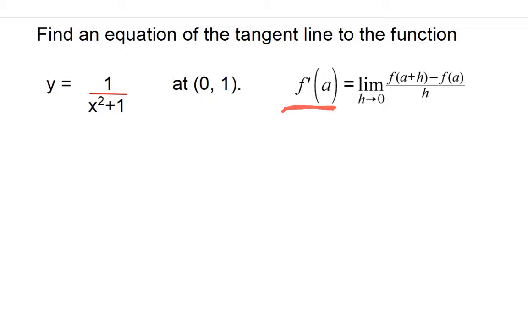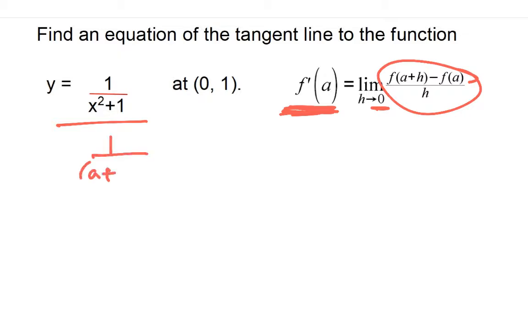So we want to find f prime of a, and that's equal to the limit as h goes to 0 of the difference quotient. Now, this right here, all that is the derivative. So we're finding the derivative. So we need to find the slope, first of all, and then find the equation of the line. So let's start here. I need to find f of a plus h, so that's 1 over (a plus h) squared plus 1, minus f of a, it's 1 over a squared plus 1, all over h.